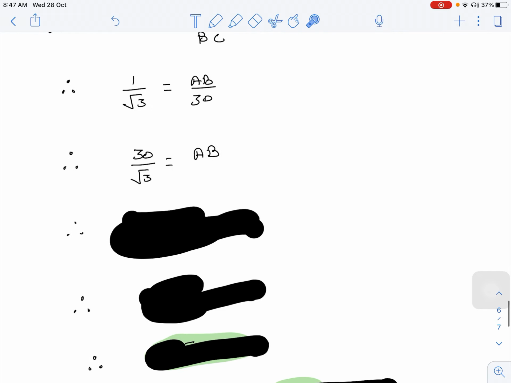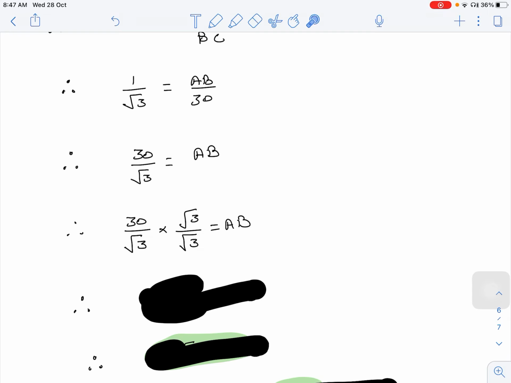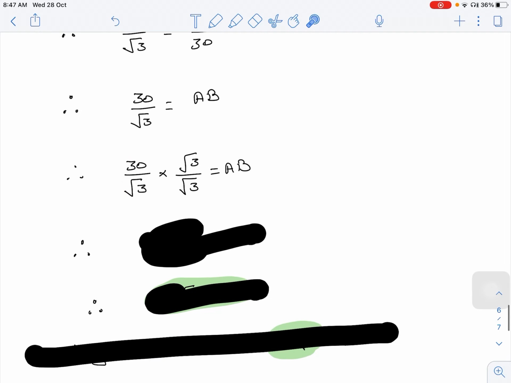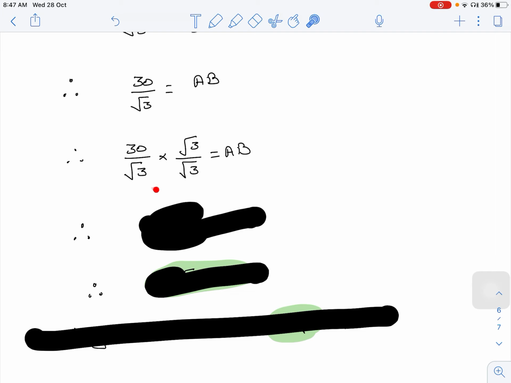Now remember that here the denominator is an irrational number, so we can rationalize the denominator over here. How to rationalize the denominator? We will multiply this by root 3 and divide also by root 3. So we will get it in this way: 30 upon root 3 into root 3 upon root 3 equals AB. Now root 3 into root 3 will become 3, and the remaining will be as it is. So we get 30 root 3 upon 3 equals AB.